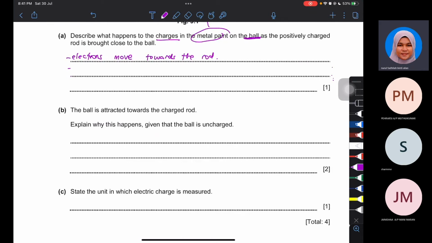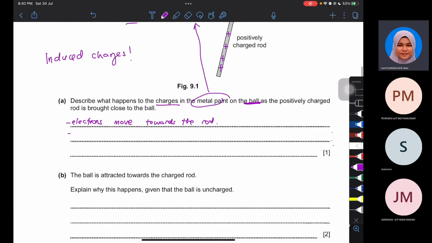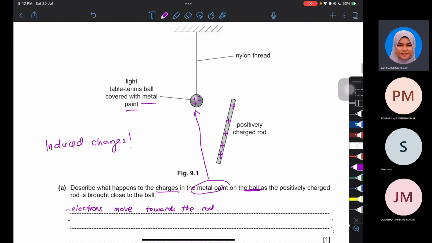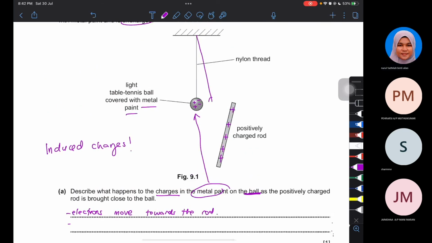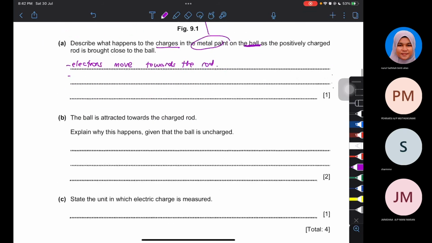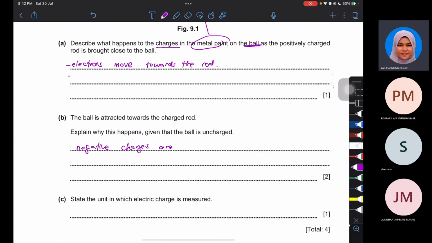Explain why this happen given that the ball is uncharged. Dia kata ball is attracted towards the charged rod. Kenapa? Kenapa awak nampak dia akan cuba mendekati tu? Okay. Sebab apa? Ada negative charge dalam the ball, kan? So, the negative charges are closer to the rod.